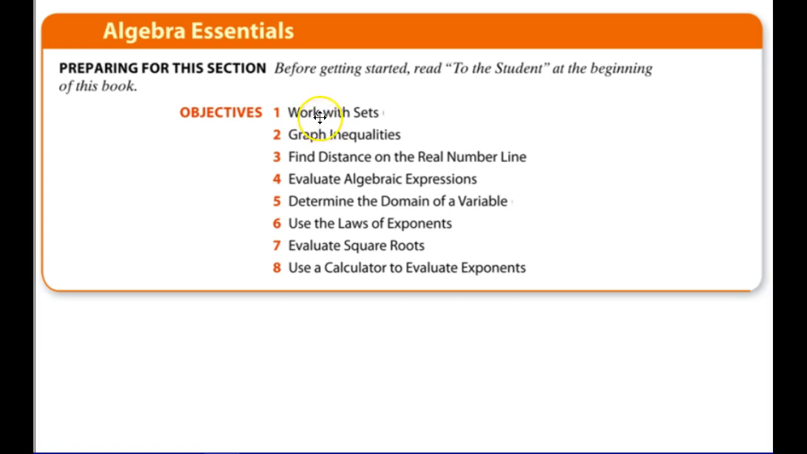We're going to work with sets and some set notation. Secondly, we're going to graph inequalities. We're going to find the distance on the real number line. We're going to evaluate some algebraic expressions and determine the domain. Then we're going to look at some laws of exponents, and along with those some square roots, and then we're going to use our calculator to evaluate exponents.